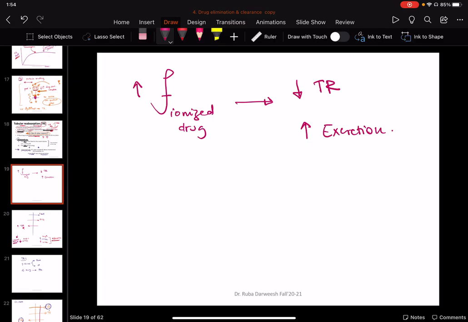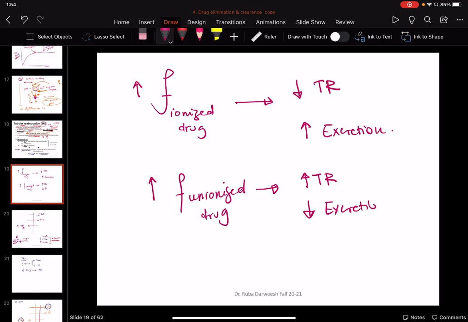Again, if it's the opposite, if the fraction of unionized drug in the filtrate increases, it means more tubular reabsorption, which means less excretion of the drug. Because we are talking about drugs passing through membranes.